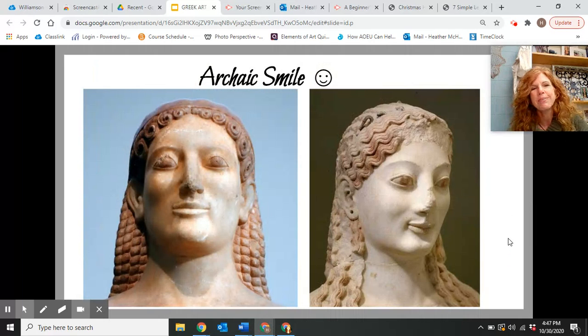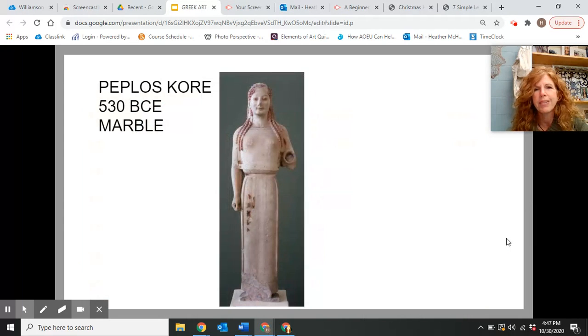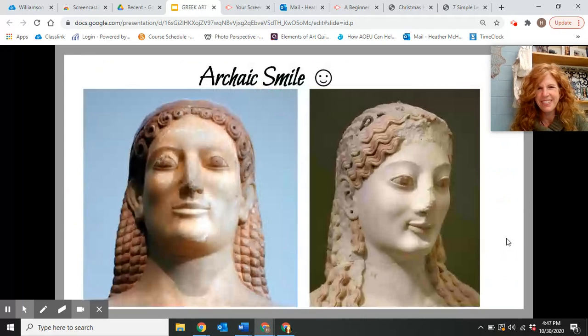Here's that archaic smile. I want you to remember this piece right here. Because when we look at Etruscan art, it's pretty much like they took a mold of this face and put it on the Apollo sculpture that we'll look at in Rome.